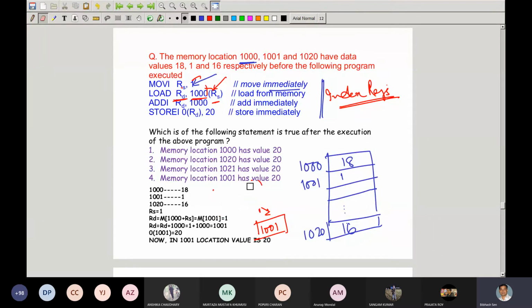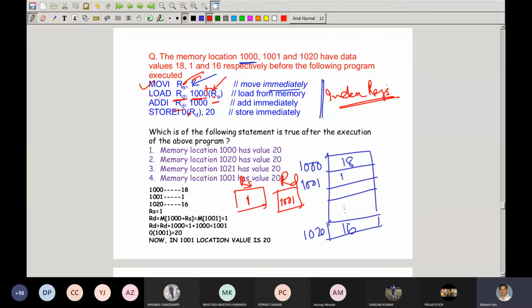No, you people will have to write it down and do it. Suppose this is your RS. This is your RD. RS 1. Is this clear? Move immediate, that's why I wrote move I. That means 1 will be loaded in the RS. Then load RD with 1000 plus RS. RS value is how much? 1. 1 plus 1000, 1001. So what is the content of the RD?